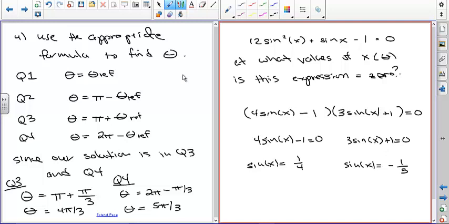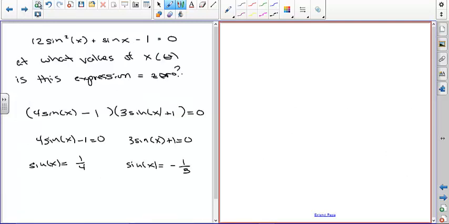Okay, so what we're going to do is I'm going to do the first one, and I'm going to show you how to do it. Then I'll let you do the second one. We probably won't get to doing the second one until Monday. So here we go. Sine of x equals 1/4. I'm changing to theta because I like theta. It doesn't really matter what variable I use. So the sine of theta equals a quarter.